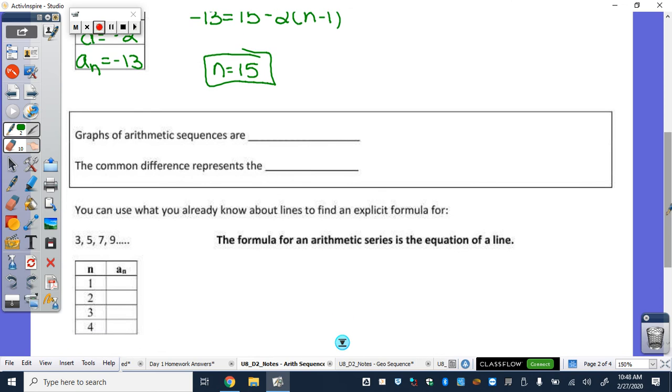So you can graph sequences if you wanted to. As I keep saying, those arithmetic sequences mimic linears. So if you were to graph them, it would be a linear graph as well. Common difference is the slope of our formula there, or of our line there.